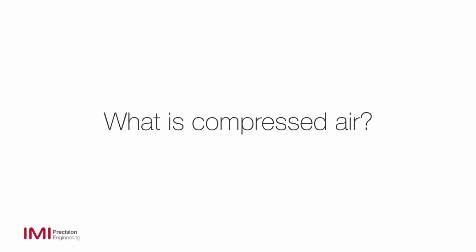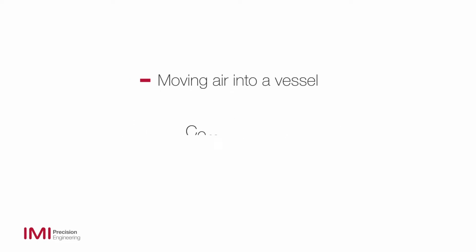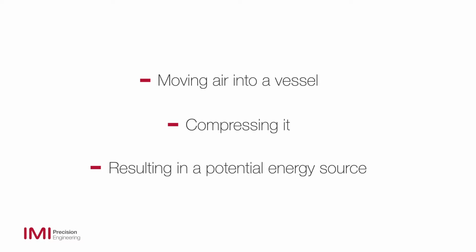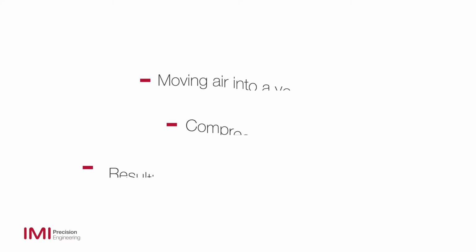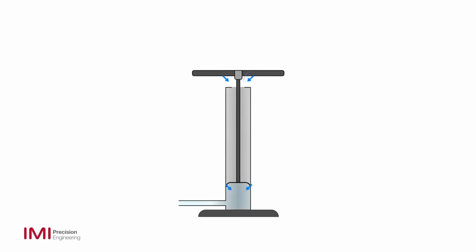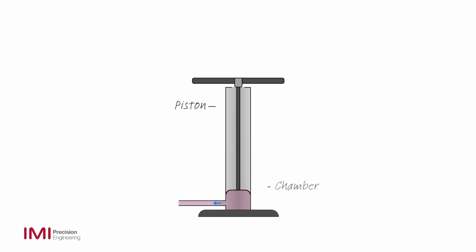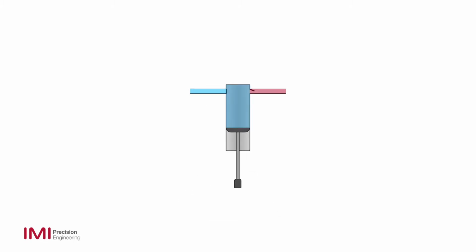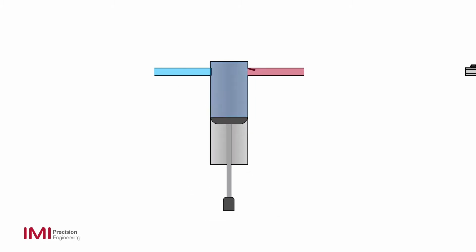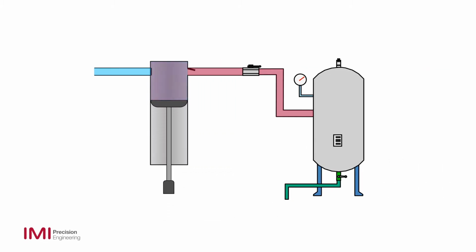What is compressed air? It's moving the air that's all around us into a vessel and compressing it. Once compressed, we have a potential energy source. One of the simplest forms of air compressor is a bicycle pump. As we pull the handle back, we draw air into the chamber. As we push the handle, we compress it. This is the principle that most compressors work on, with a motor replacing your arm and a receiver to store the compressed air or energy.